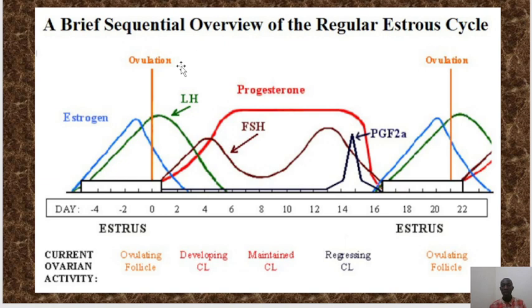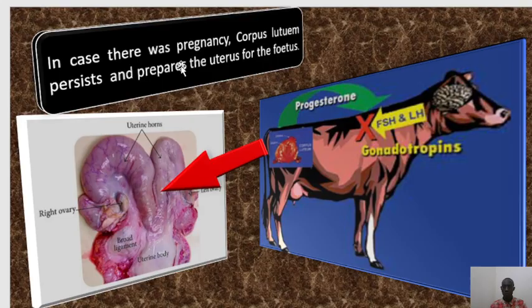However, you must know each hormone, what it does. Increasing one hormone affects the other hormone. That's all about the cycle. Remember, it repeats in absence of pregnancy. If in case there was pregnancy, then the progesterone will block the hypothalamus from producing the GnRH, meaning there will be no production of FSH and luteinizing hormone within the anterior pituitary gland.